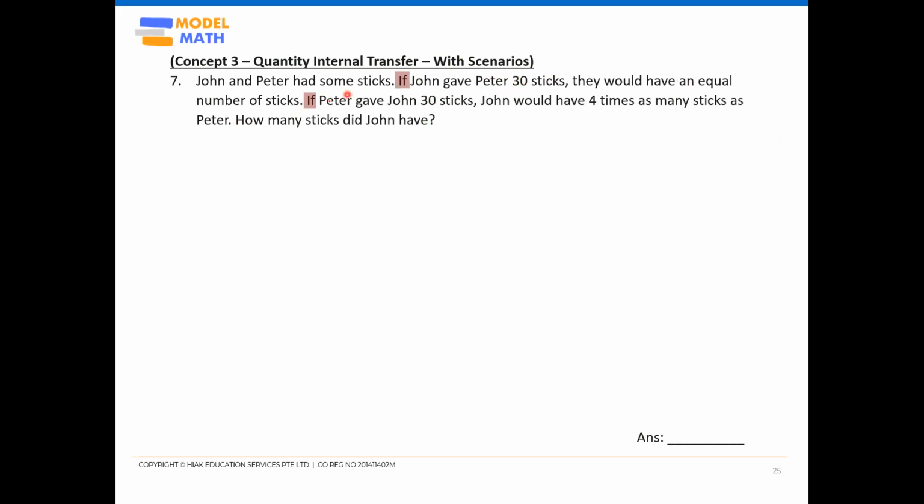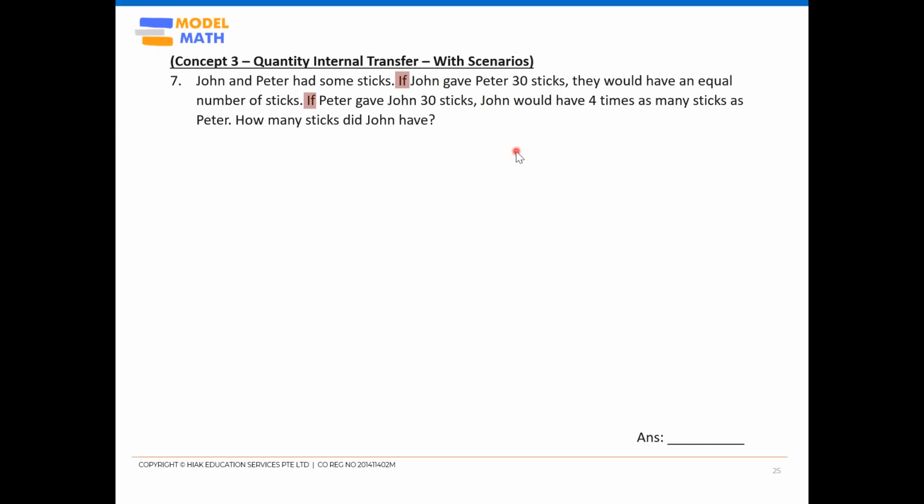And then same for the other scenario, Peter giving John. It's the other way around now. Peter gives John, then in the end, John will have 4 times. So for such a question, of course, the best way is to draw models out. So we are going to start off with scenario 1 first. Scenario 1 is if John gave Peter 30 sticks.